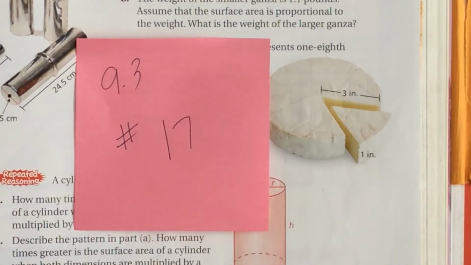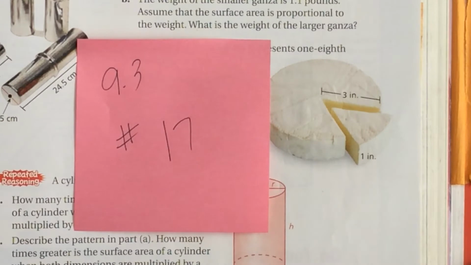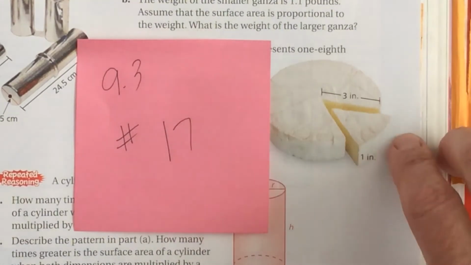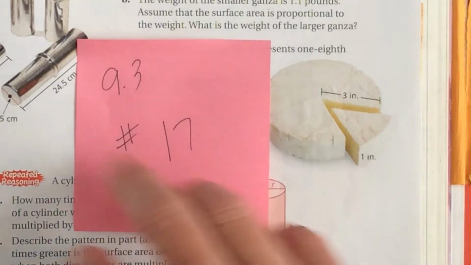All right, everybody, this is number 17 from chapter 9, section 3, surface area of cylinders. It's this nice question with brie cheese, finding the surface area of this cylinder of cheese, and then they cut the cheese and remove 1/8 of it, and you have to figure out if the surface area has increased or decreased.